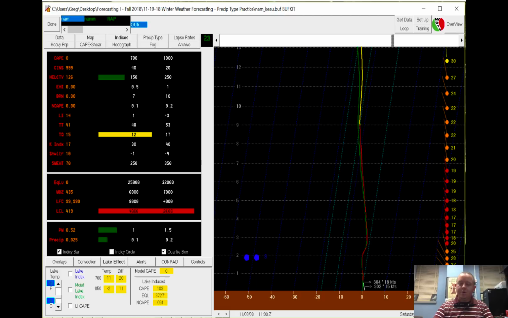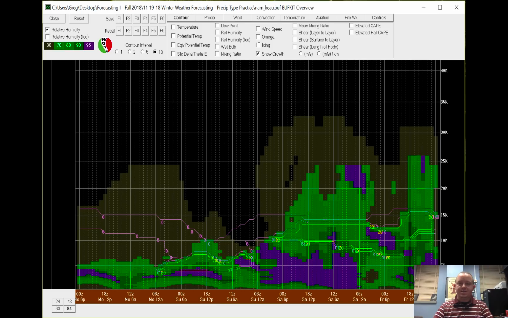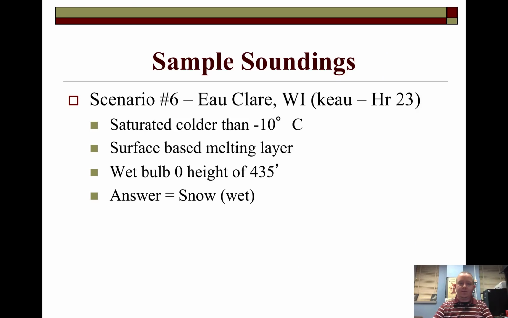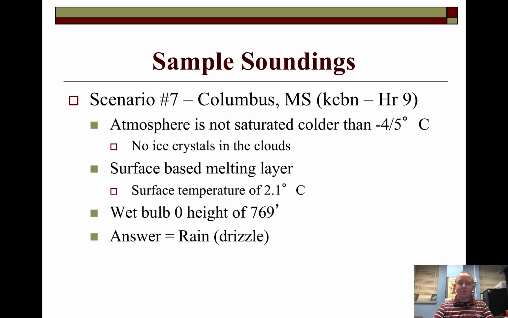So hopefully now it's starting to click, right? So this is wet snow. And again, I had the notes for you right there on that. All right, next one, Columbus, Mississippi. I actually remember this event. So let's look at this one.